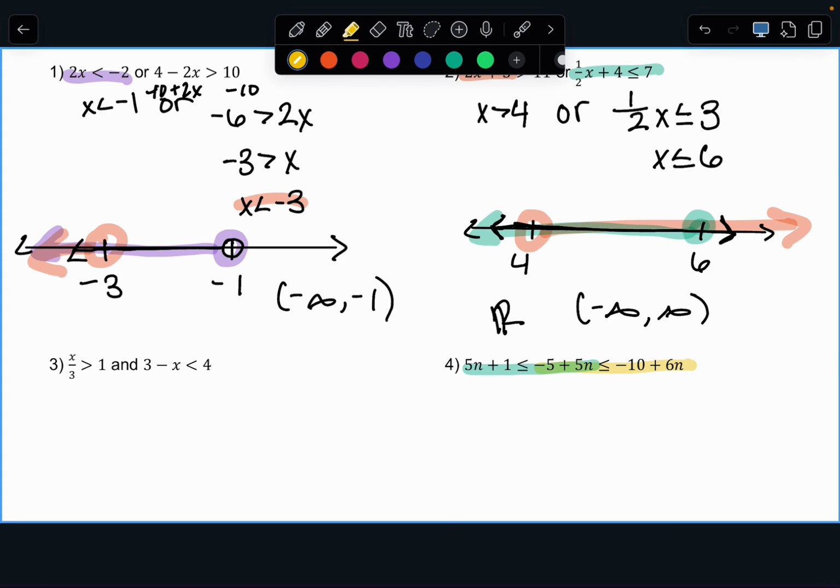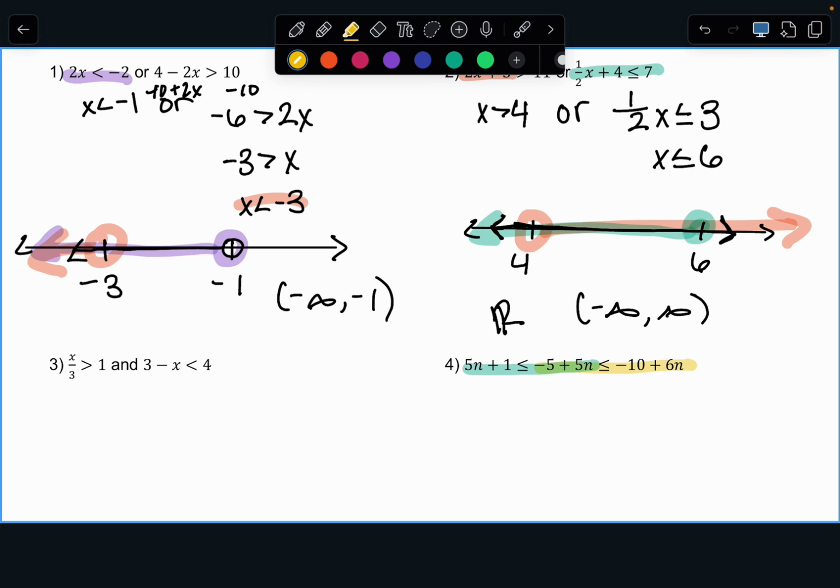We got an equation that's always false. If you get one that's always true, it's all real numbers, which we'll talk about. Like if this inequality was the other way, 0 greater than or equal to -6, it would be all real numbers. Always true. 0 is always greater than -6.